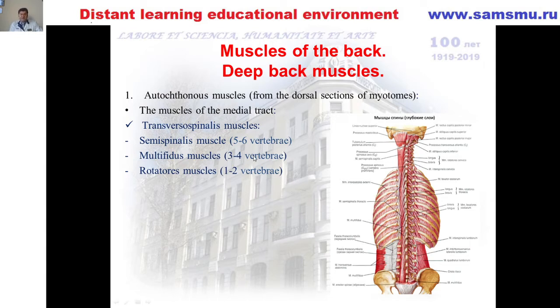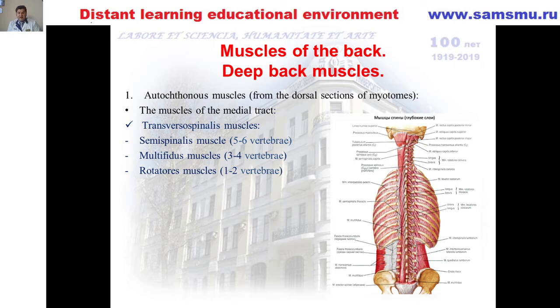First, superficial layer, musculus semispinalis, whose bundles overlap 5 or 6 vertebrae. Middle layer, musculi multifidi, whose bundles overlap 3 or 4 vertebrae. And deep layer, musculi rotatores, passing over 1 vertebra or to the contiguous vertebra. Muscle bundles between spinous processes of contiguous vertebrae, musculi interspinales, also belong to the medial tract.